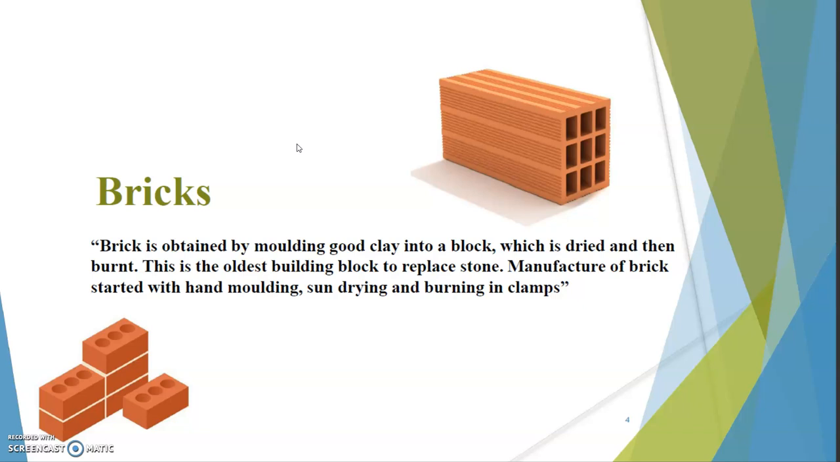Just understand, stone was the earliest material, preferred earlier than brick. Once brick was invented, people started replacing stones with bricks. So manufacture of brick started with hand molding, sun drying, and burning in clamps. The last sentence indicates the conventional manufacturing process of a clay brick, right? Sun drying means open yard drying, and finally burning in clamps.